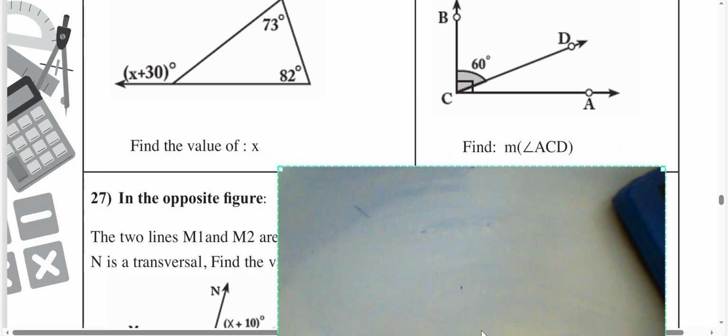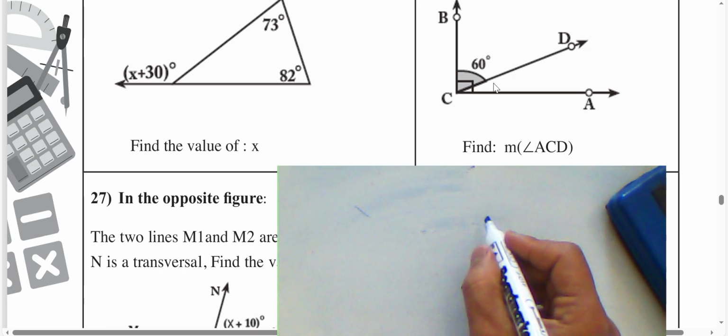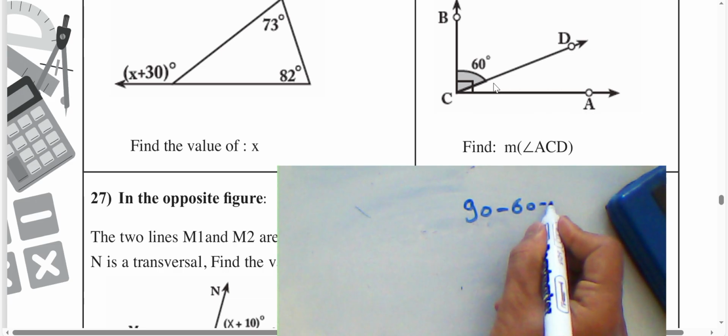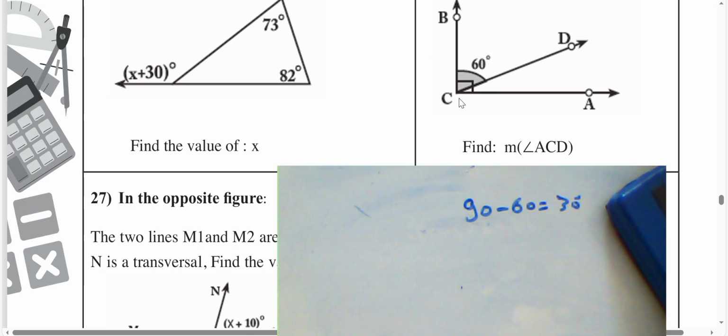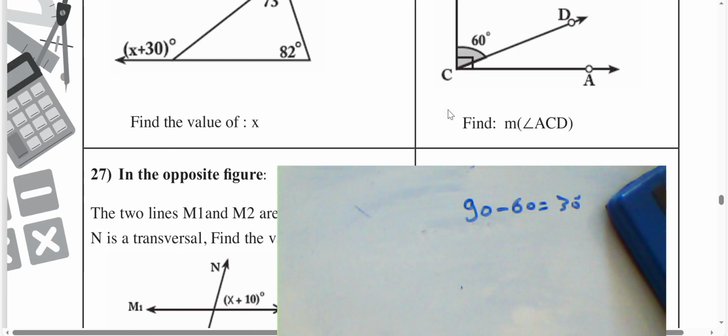And here, the value of angle M, the measure of angle ACD, equals 90 subtract 60 equals 30 degrees. We call them complementary angles. Okay, the sum of them equals 90 degrees.